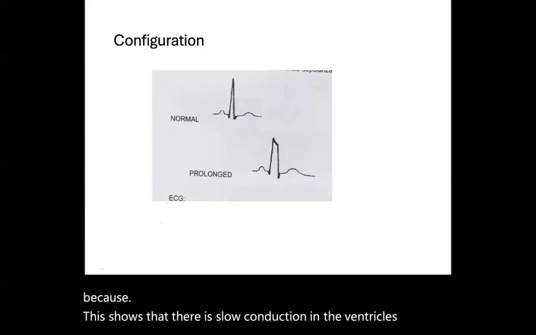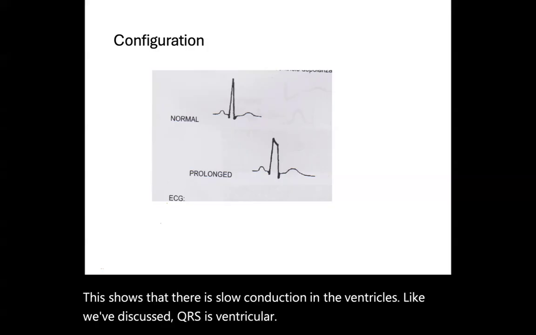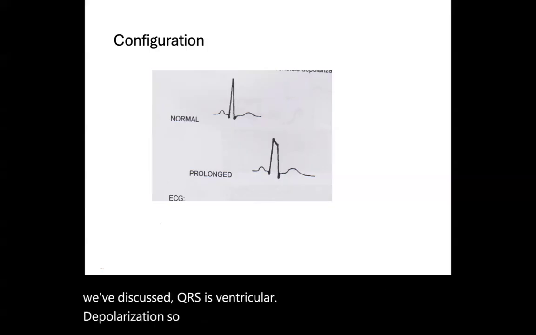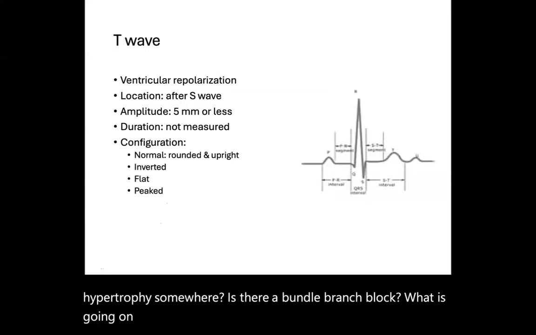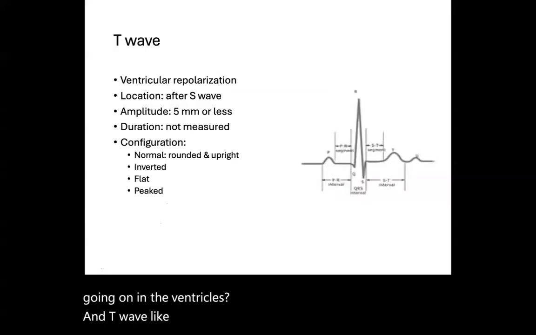Like we've discussed, QRS is ventricular depolarization. So you're asking yourself, is there a ventricular hypertrophy somewhere? Is there a bundle branch block? What is going on in the ventricles? And the T wave, like we said, is repolarization. It is located after the S wave.